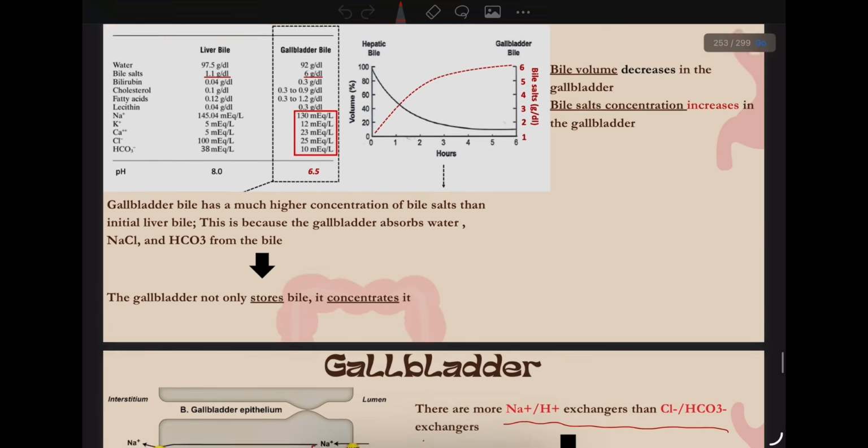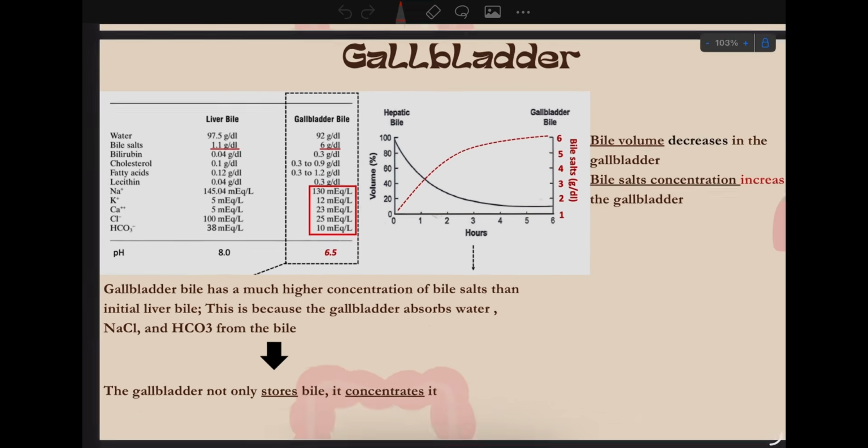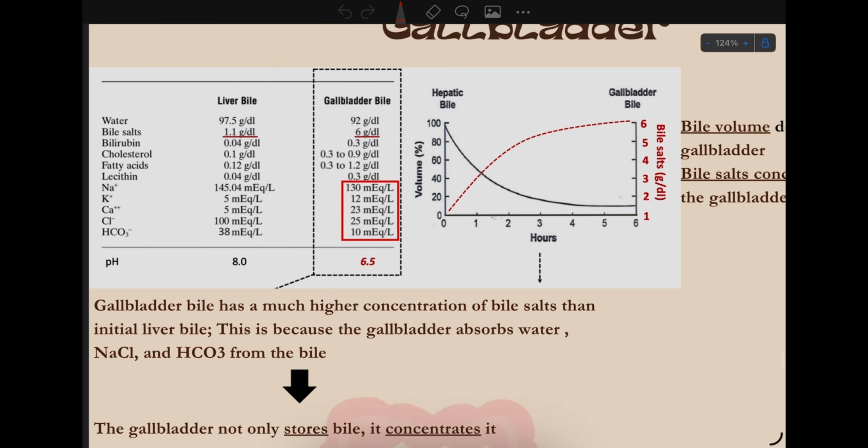Now, what's happening in the gallbladder? We said we will concentrate the bile, if you remember. So what does it do? To concentrate it, it takes out water. It takes out water. So can you see the bile salts here? It's 1 in the liver. In the gallbladder, it's 6 because we took out a lot of water. It doesn't add bile salts. No, it just takes out water.